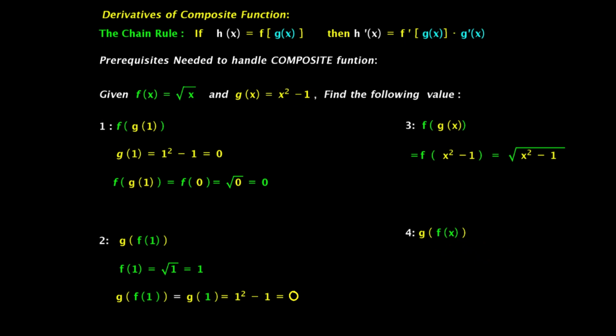g of f of x, we need to find what is f of x. First, we have to find the value of f of x. So what we have to do is plug in the value of f of x. g of root of x. Once we go to the g function, anything we punch in over here, we have to write that value. So if it was x squared minus 1, whatever the value we put, we have to square the value, subtract 1.